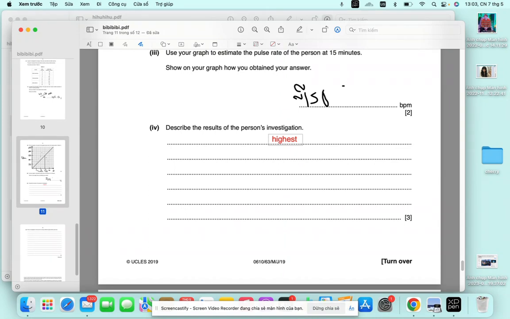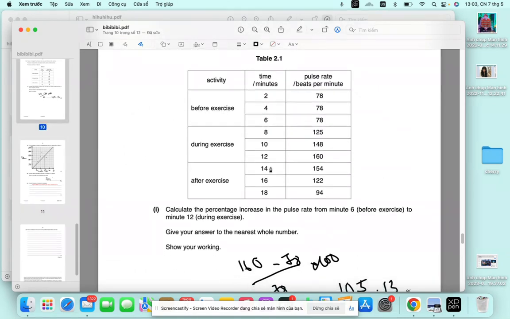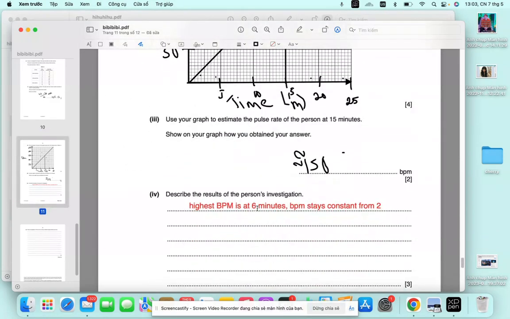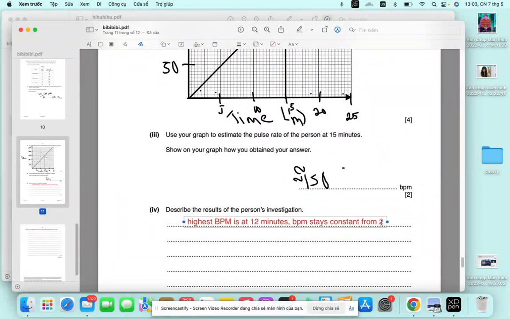The highest BPM is at 12 minutes, sorry. BPM stays constant from 2 to 6 minutes. 2 to 6 minutes is constant.